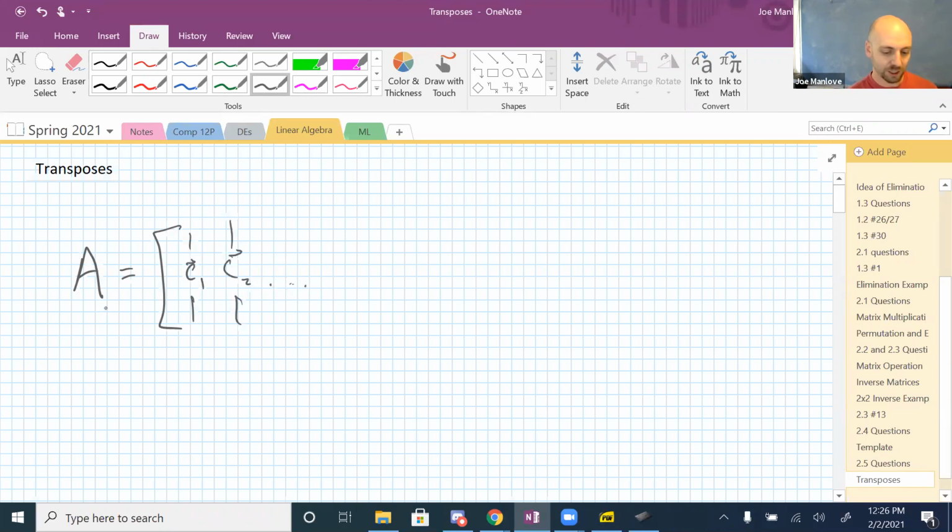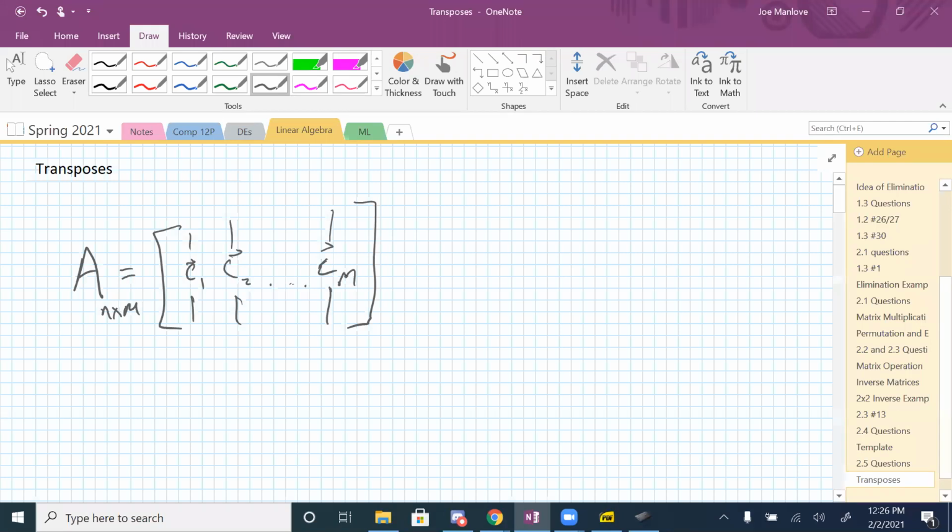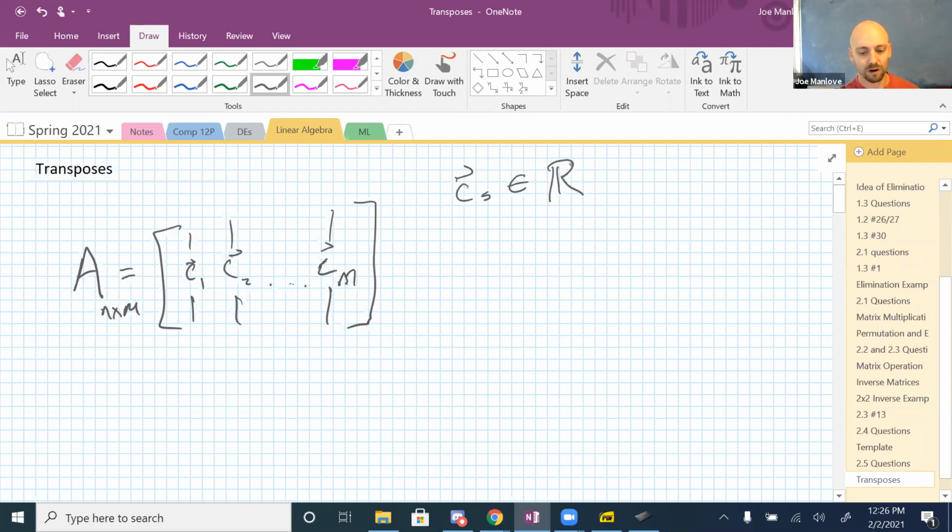Let's see. So if my matrix is, say, n by m, how many columns does it have? That was m, right, Cody? Yeah. Okay. So I've got my m columns. How many entries do they each have? N. Yep. So the C's, right, are elements of R n.